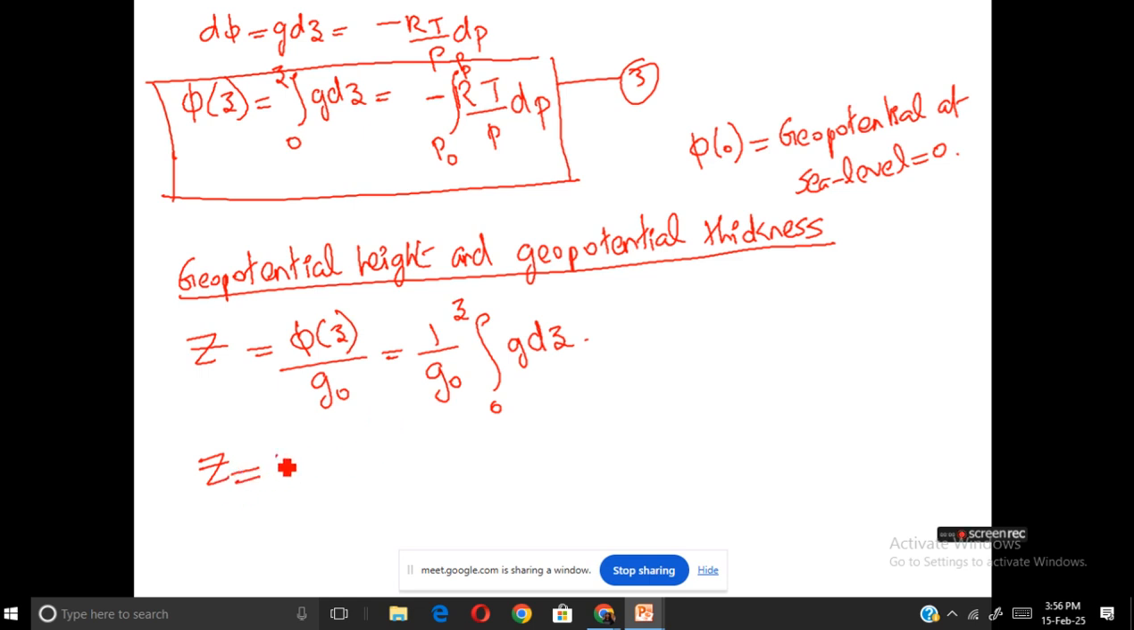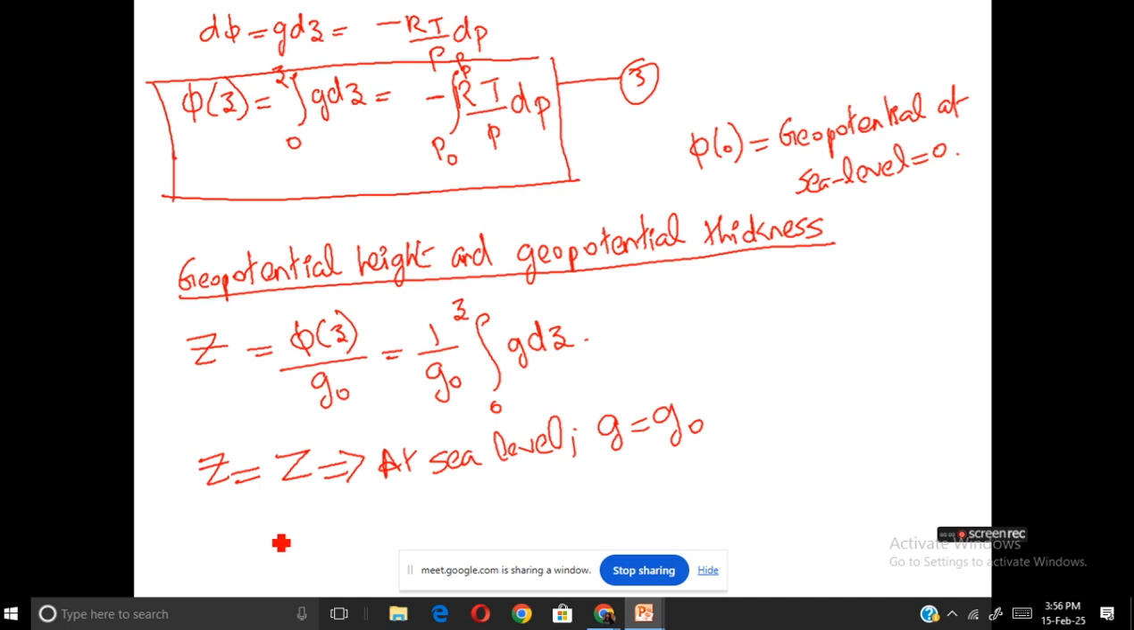So the geopotential height and the actual height Z are equal when the object is at sea level, because at sea level g is equal to g0. So Z, the actual height that we talk about, and the geopotential height Z will be equal at sea level. So that is the geopotential height.